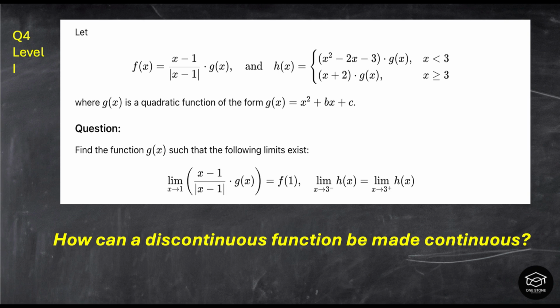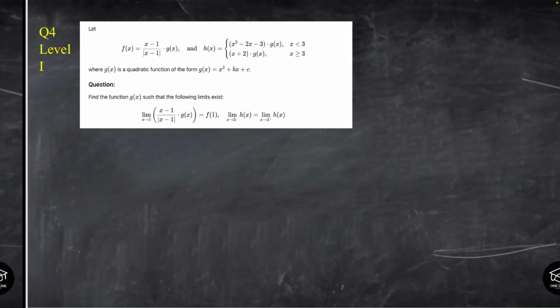Let's solve the following problem. We are given two functions. First, f of x equals the quantity x minus 1 divided by the absolute value of x minus 1 times g of x. Second, h of x is a piecewise function.